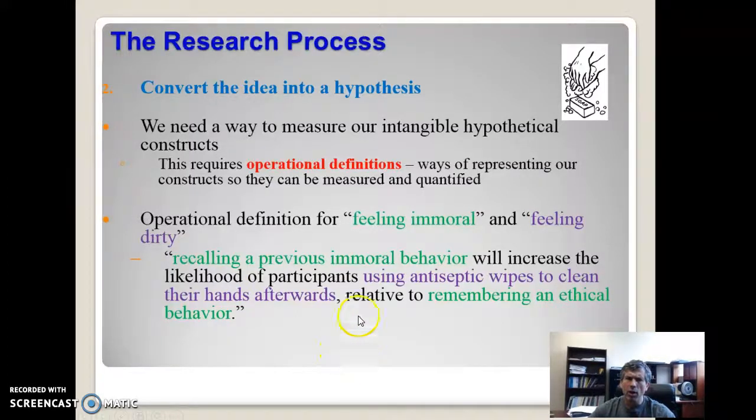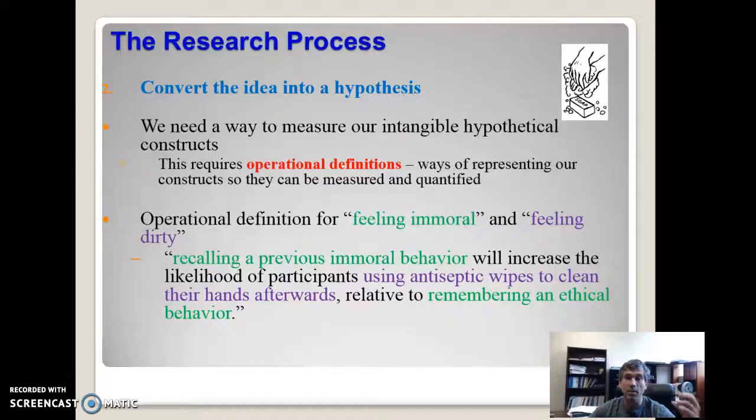In the purple, we see our representation of feeling dirty. We give participants the opportunity to use like a little antiseptic hand wipe, a little Purell wipe. We see those all the time. So the idea there is that people who feel dirty, who feel more physically unclean, are going to be more motivated to do basic cleaning behaviors, and they're going to show a preference for that cleaning product, that antiseptic wipe. So that's how they decided to represent those variables.